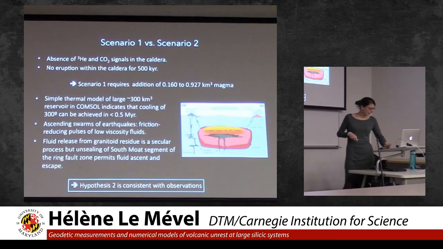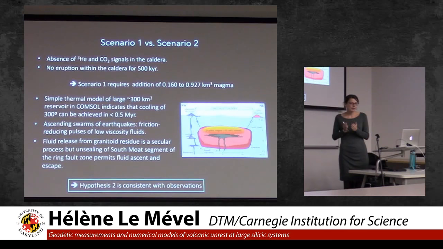Okay, so now we need to determine which scenario is more likely. As I just showed you, both geodetic time series can be fit by both models. So we really need to look at other evidence, and in that case, geological evidence. There are two main observations that are interesting to point out. First, there is no helium-3 or CO2 signals in the caldera. This was noticed by Wes Hildreth, that since there is no degassing at the surface, and this would be expected in the case of having more mafic magma coming to the reservoir.